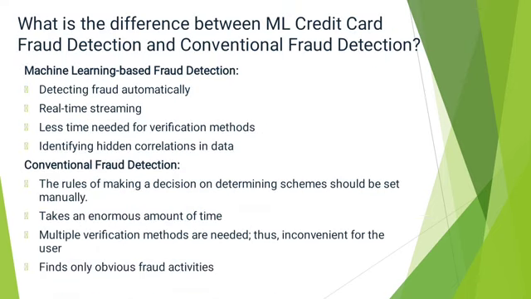What is the difference between ML credit card fraud detection and conventional fraud detection? Machine learning based fraud detection is automatic, works in real-time streaming, needs less time for verification methods, and identifies hidden correlations in data. In conventional fraud detection, the rules for making a decision should be set manually, it takes an enormous amount of time, multiple verification methods are needed, thus inconvenient for the user, and it finds only obvious fraud activities.